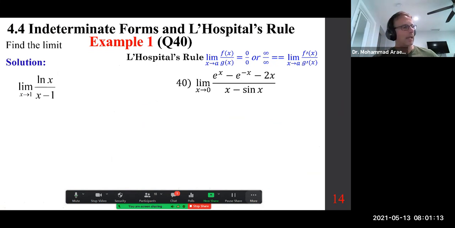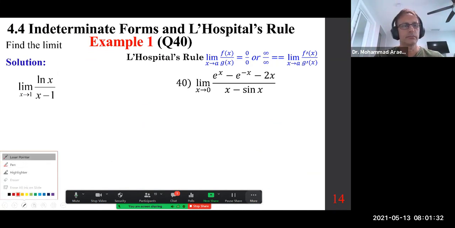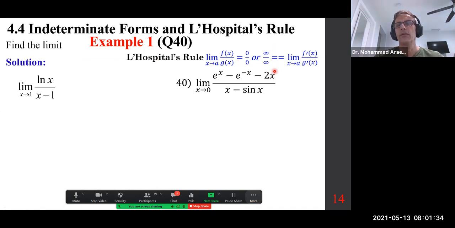Indeterminate forms and L'Hopital's rule. We want to find the limit using the L'Hopital's rule. The L'Hopital's rule tells us if we plug in and we end up with 0 over 0, or infinity over infinity, that's the time we can use L'Hopital's rule, in which case we take the derivative of the top over the derivative of the bottom.